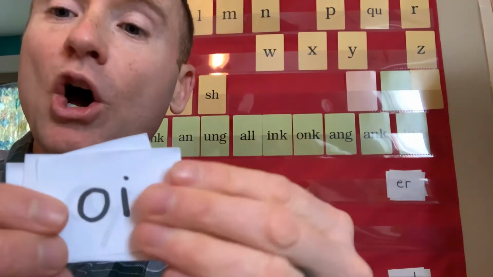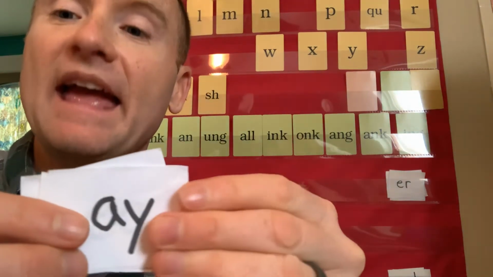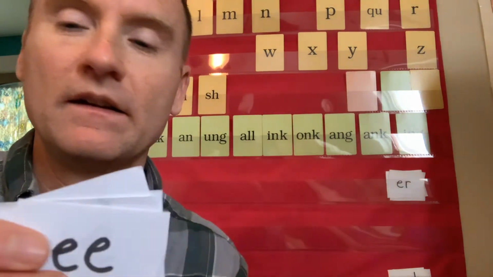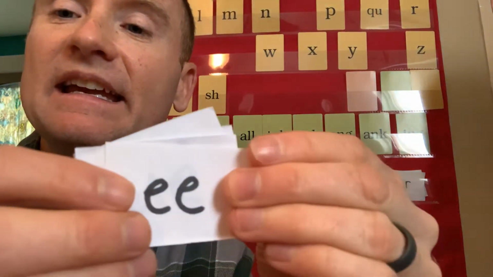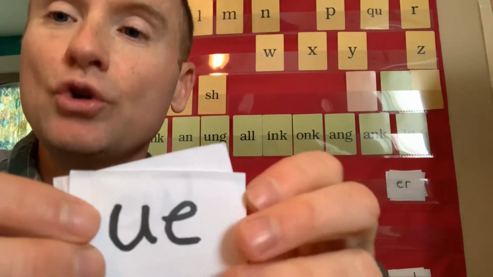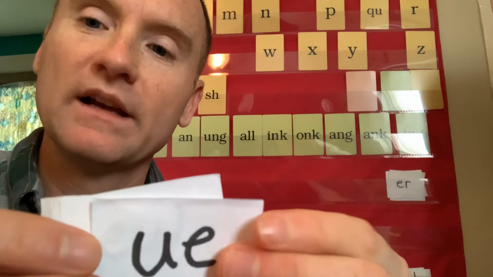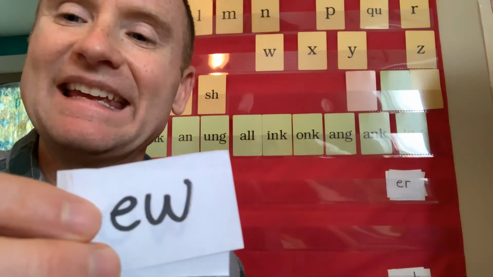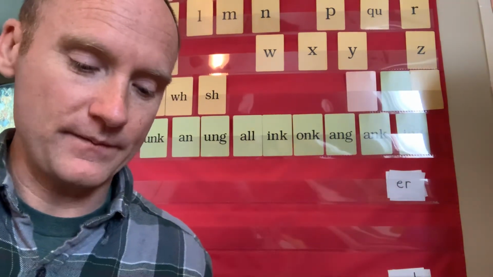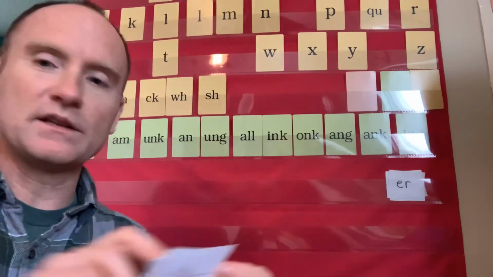AI, OI, AY, EA, EE, UE, like in blue, or UE, like in rescue. EW, and then we already did OW. Okay, very good. All right, our closed syllable exceptions.